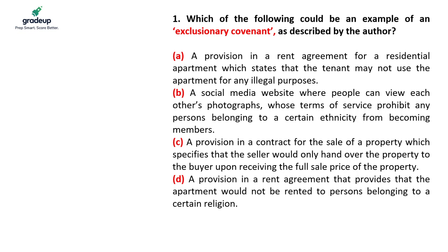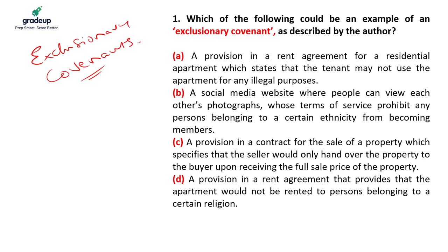The passage was about exclusionary covenants, and the author says how this is discriminatory, and how the courts have been able to find a way to ensure that exclusionary covenants don't become discriminatory. Covenants are orders or unwritten orders. So exclusionary covenants are orders, rules, or laws that are exclusionary, that don't include everybody from the society.